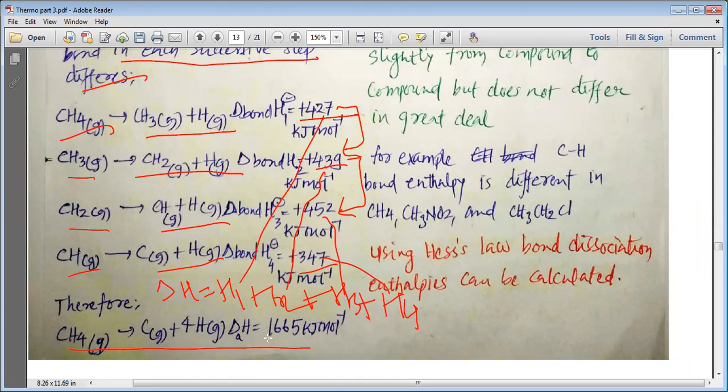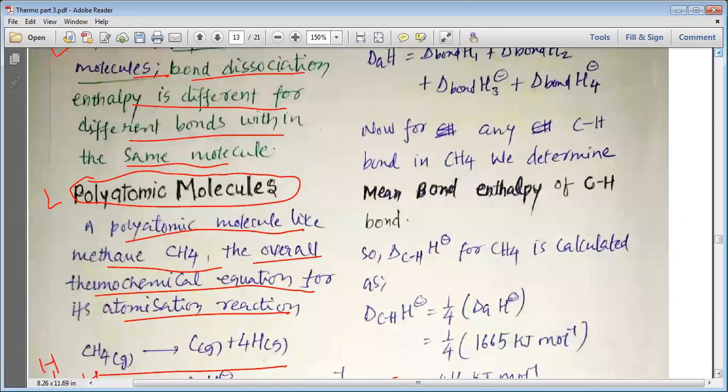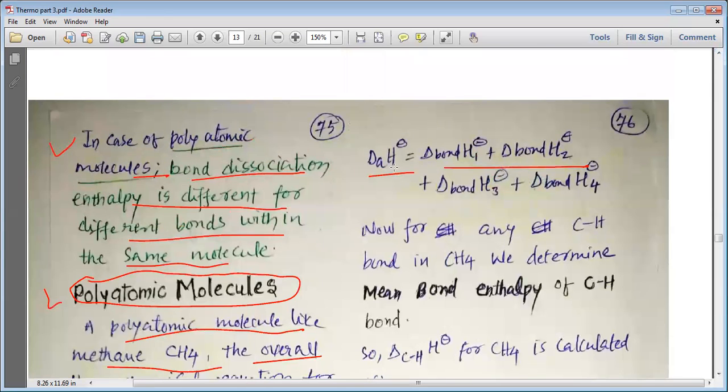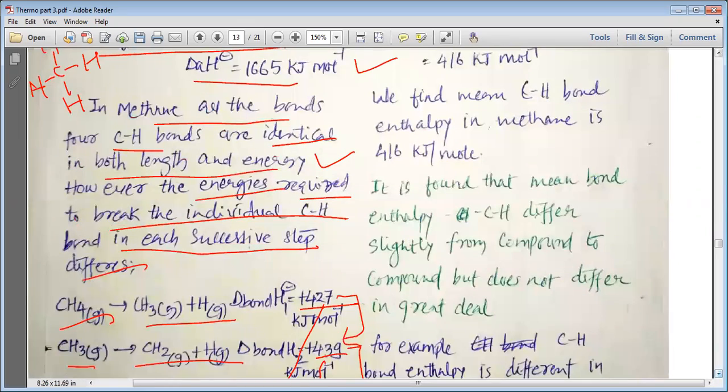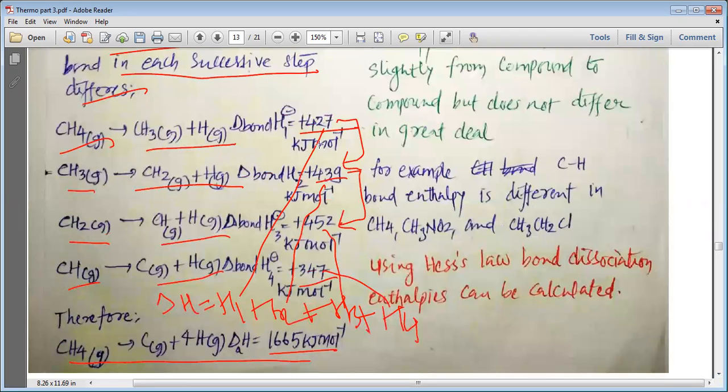By doing the sum of all this energy, we find that when we break all the bonds of CH4 and take the atoms of carbon and hydrogen, we get 1665 kilojoule per mole. So the enthalpy of atomization is the sum of H1, H2, H3 and H4, and by doing this, for any C-H bond in CH4 we determine the mean bond enthalpy. While breaking the bonds, various amounts of energy are needed. So for the single bond present in methane, that is the C-H bond.